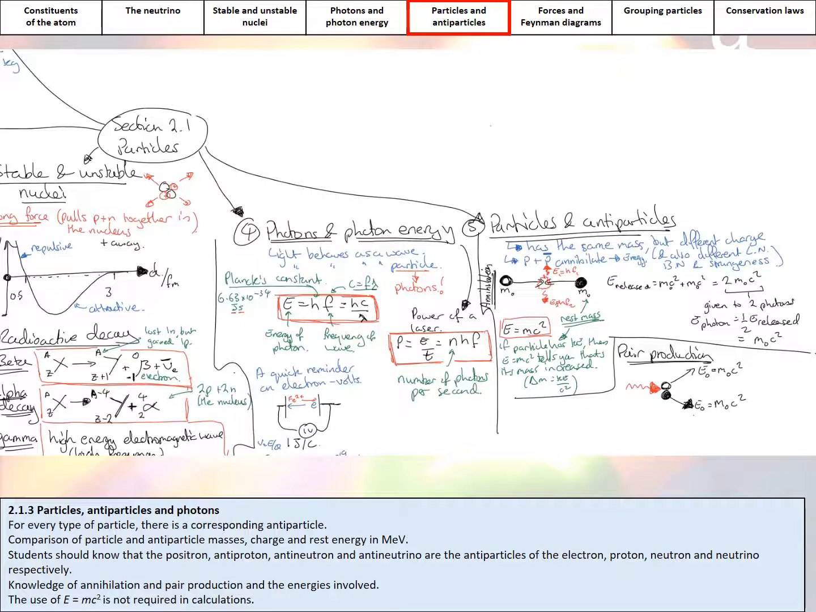Now, we've only got one photon coming in here. So for pair production, hf must be equal to 2 lots of m naught c squared, whereas when we had annihilation, you had 2 photons produced, to aid the conservation of momentum. Pair production usually happens near a nucleus, because then the nucleus can recoil and carry off some of the momentum. So that's creation.